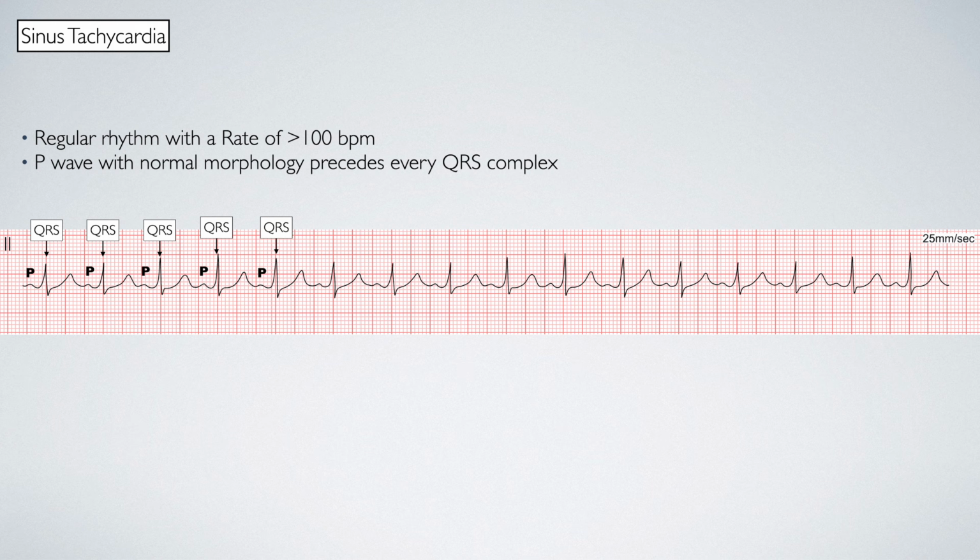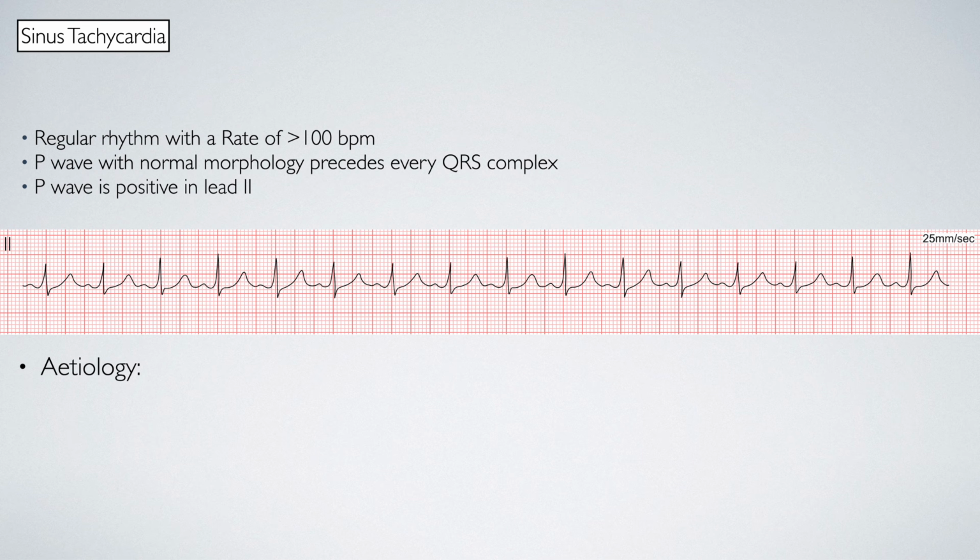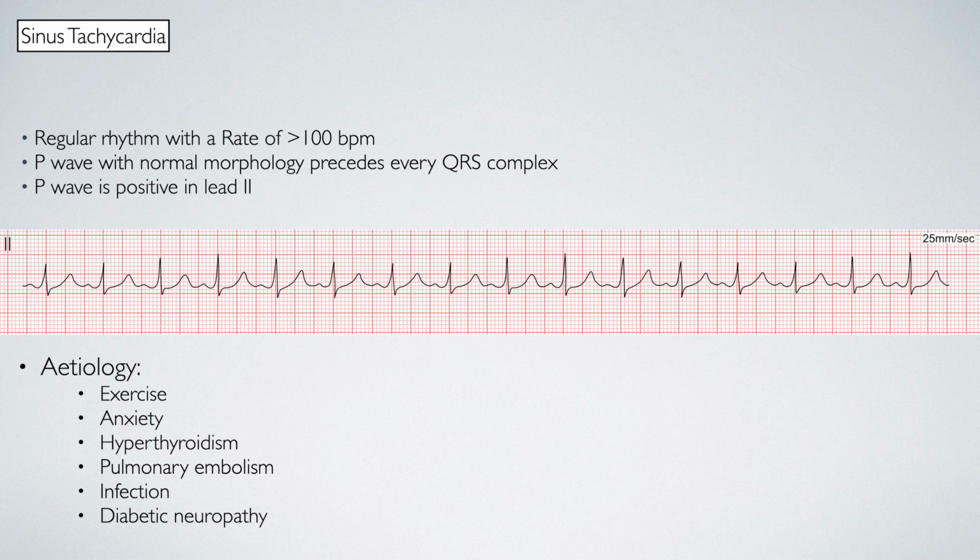lead 2. Sinus tachycardia can occur due to normal physiological processes, as seen in exercise or anxiety, but they can also be driven by pathological processes such as hyperthyroidism, pulmonary embolism, and infections. Diabetic neuropathy is also a common but irreversible cause.